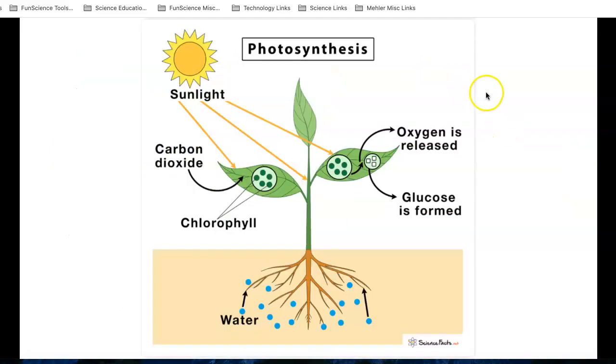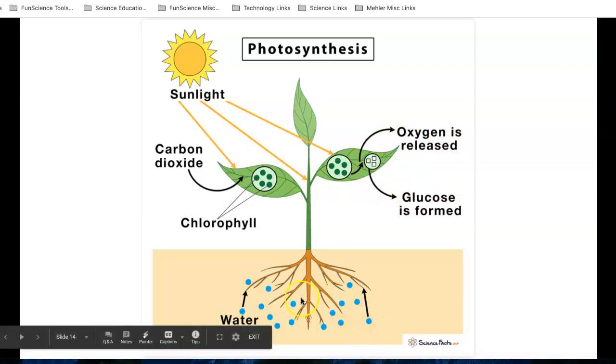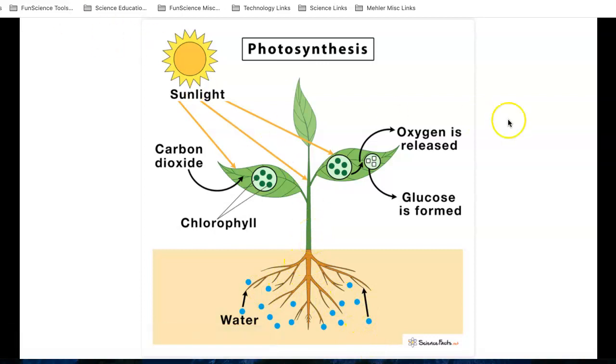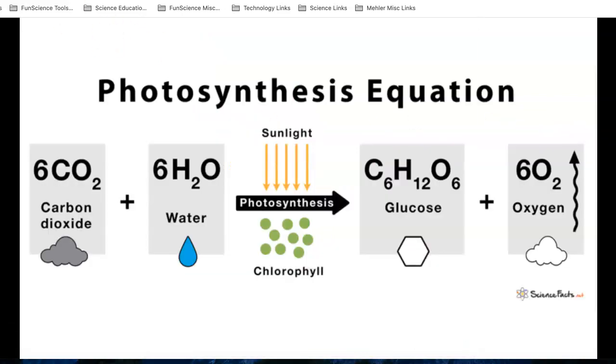Here's another diagram that I found that I really like, and that's sunlight hitting this plant, chlorophyll, which is in the chloroplast, carbon dioxide coming in, energy coming in, and then glucose is formed and oxygen is released. Notice that water is coming into this plant up through here. So know the basic steps of this. Let's take a look at the next one.